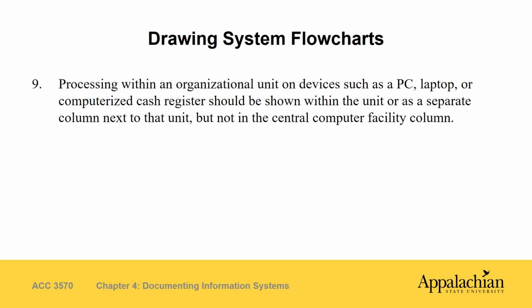Processing within an organizational unit on devices such as a PC, laptop, or computerized cash register should be shown within the unit or as a separate column next to that unit, but not in the central computer facility column. This is getting at what we were talking about in doing the diagram for Sabrina, where you have a salesman who is external to the company and not hooked up directly to the company's central computer system, but has a laptop, and the laptop ends up creating the batch that goes into the centralized computer.